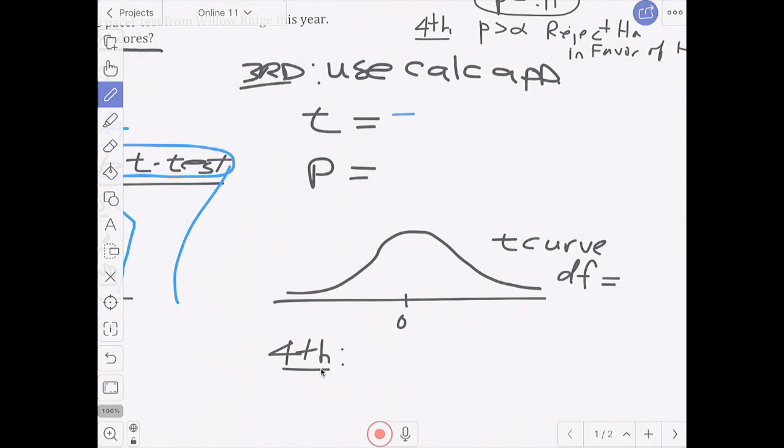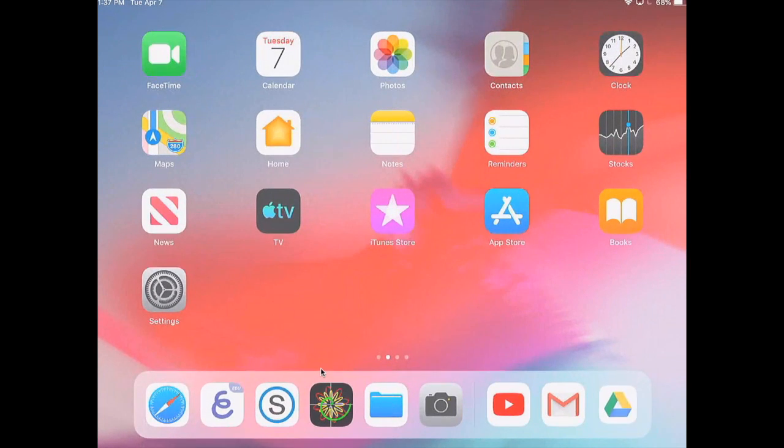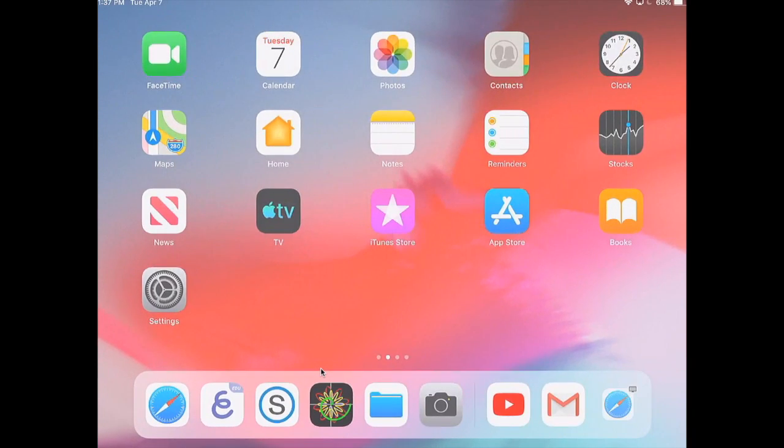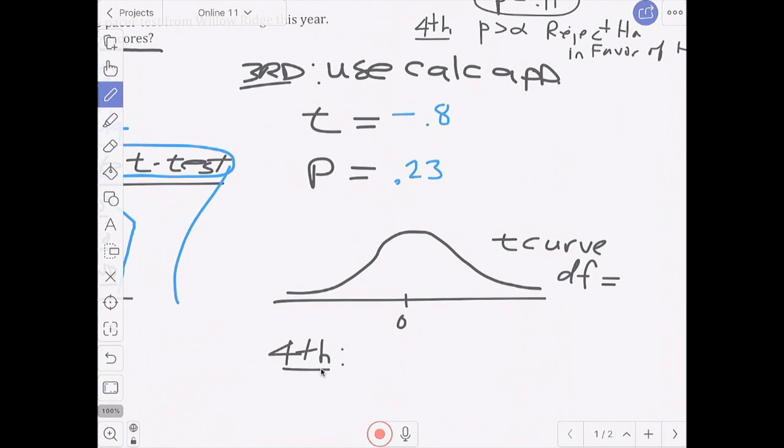So the t-score was negative 0.8. P-value was about, I think it was 23%. Do I have to go back? I might have to take a second look at that. Just make sure it's right. Yeah, it was 23%. And the rest is just copying down what I see on the screen.